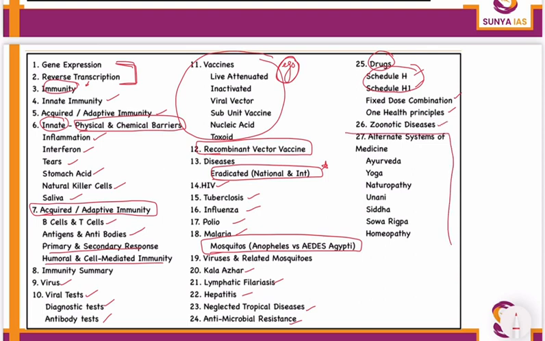And lastly you have to do the alternate systems of medicine. In this you have to do Ayurveda, Yoga, Naturopathy, Unani, Siddha, Sowa-Rigpa, and Homeopathy. For all, in crux, you have to do all the ones for which the Ministry of Ayush has been created.